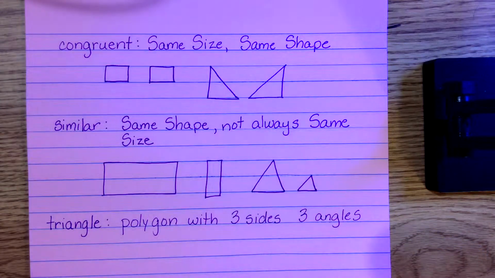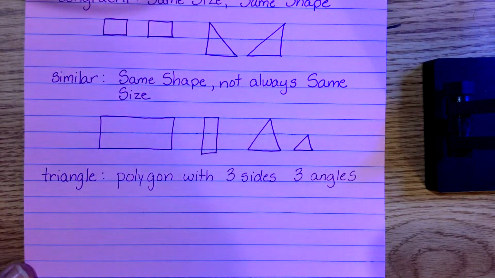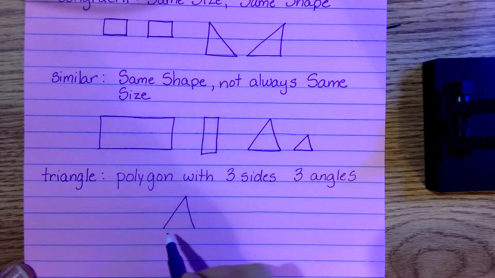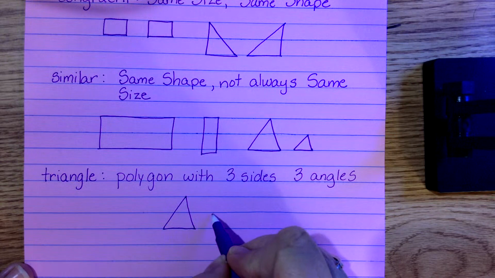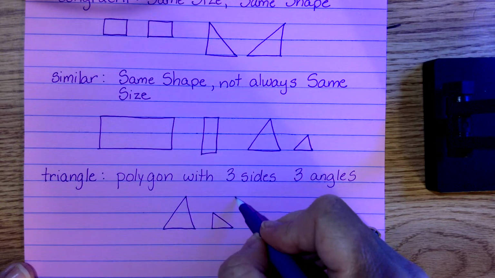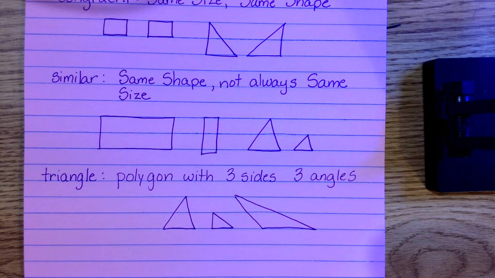Remember that a polygon is a closed figure with straight lines. It has to have 3 or more sides. A triangle has 3 sides. These are some different kinds of triangles. In fact, we're going to actually look at triangles and name them by their sides and angles.